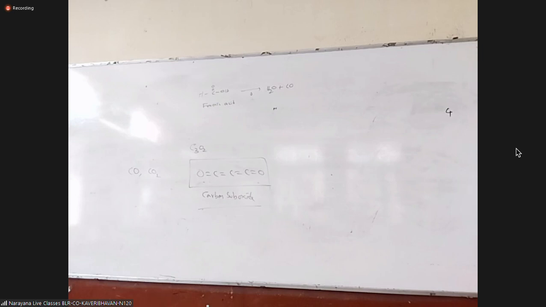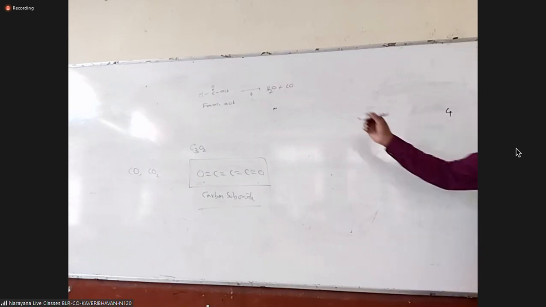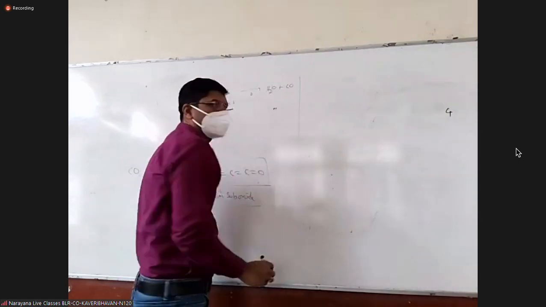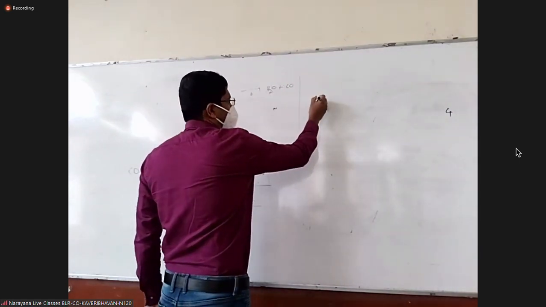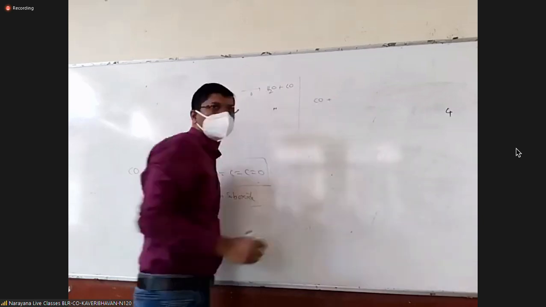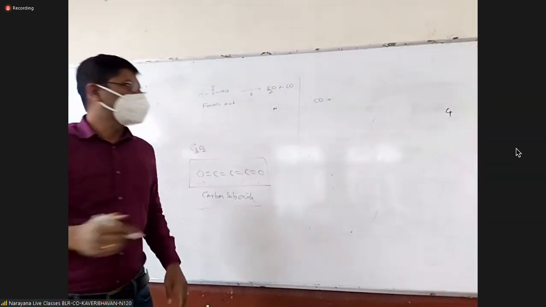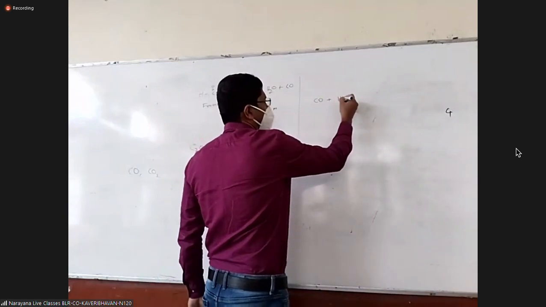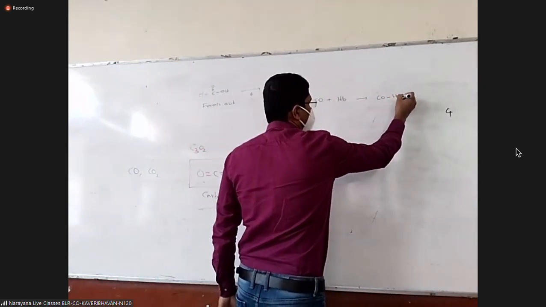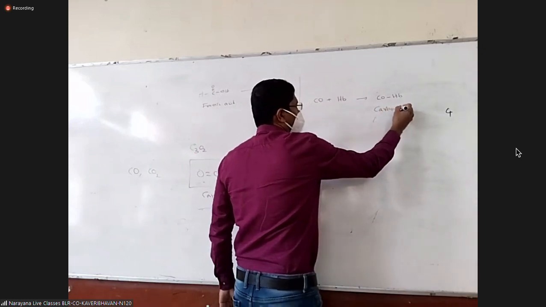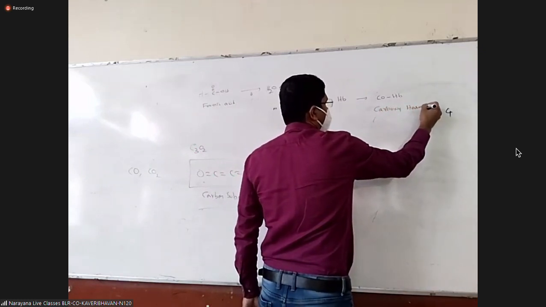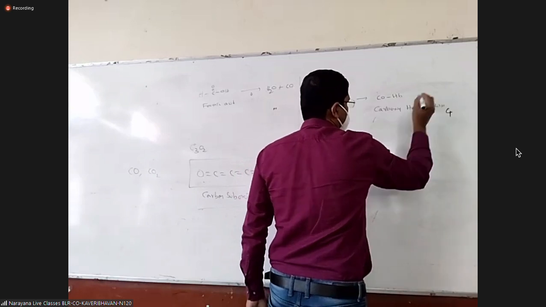Properties: it burns with a blue flame and acts as a reducing agent. Next, the hemoglobin is there, right? Put a mark on that also. Listen here. When carbon monoxide is in the air and we inhale it, hemoglobin will form carboxyhemoglobin.